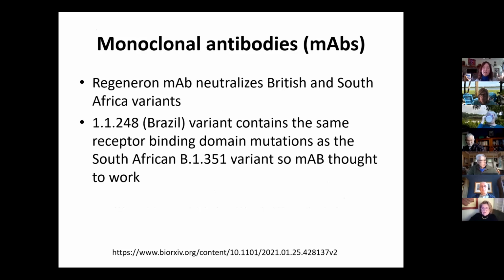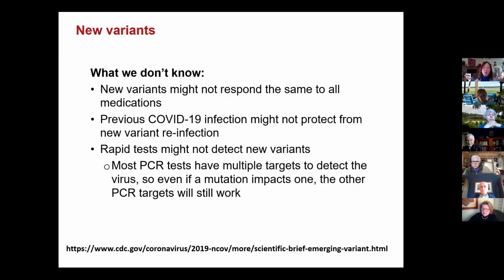What about those monoclonal antibodies? Will they work against these new variants? Regeneron has studied this, and their monoclonal antibodies neutralize the British and South African variants. I don't think Eli Lilly has done this study, or maybe they're doing that study with the bamlanivimab. They haven't revealed that information yet. But if Regeneron works, I would think the bamlanivimab would work as well. The British variant contains the same mutations as the South African, so it's thought that it should work for the Brazil variant as well.